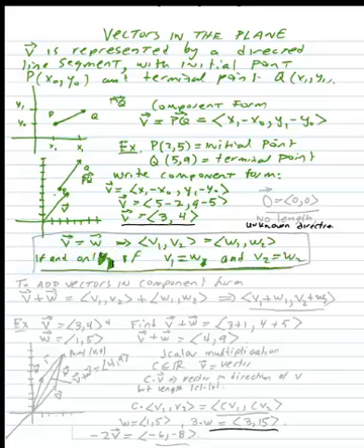Now remember we had talked about the zero vector as well. The zero vector in component form is 0, comma 0. Now the zero vector has no length. We cannot say what direction it has. It could be in any direction.